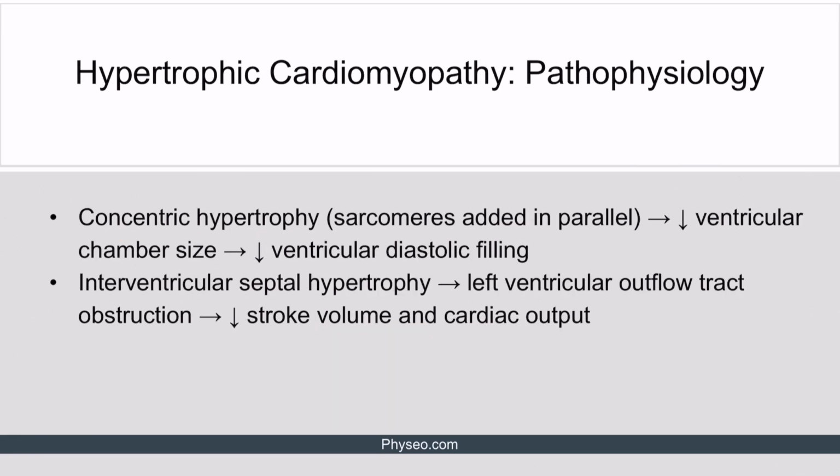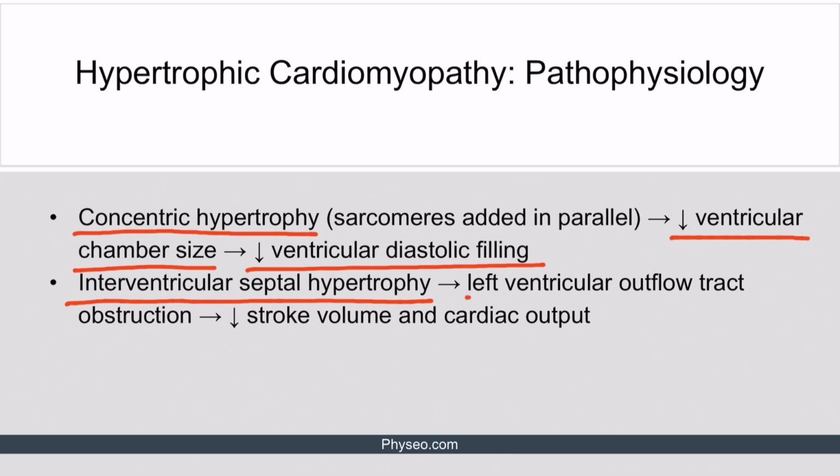Hypertrophic obstructive cardiomyopathy is caused by concentric hypertrophy of the myocardium, which means that the sarcomeres are added in parallel. This leads to decreased ventricular chamber size and therefore decreased ventricular diastolic filling. Additionally, interventricular septal hypertrophy causes left ventricular outflow tract obstruction, which results in low stroke volume and cardiac output.